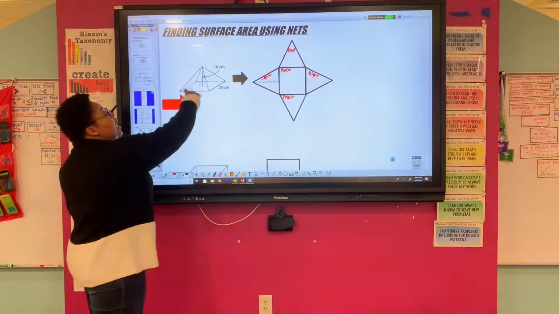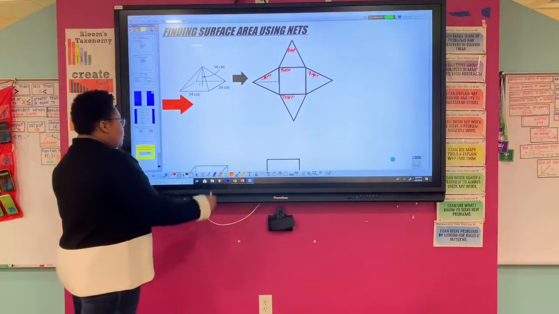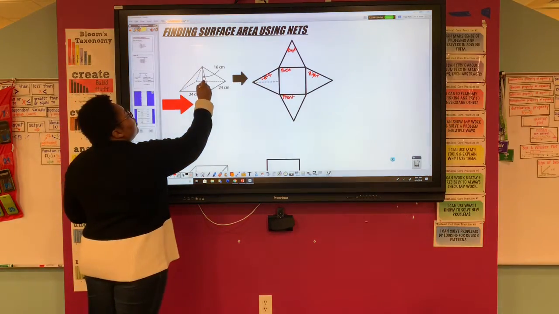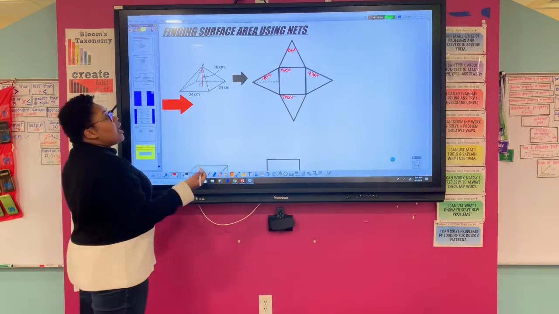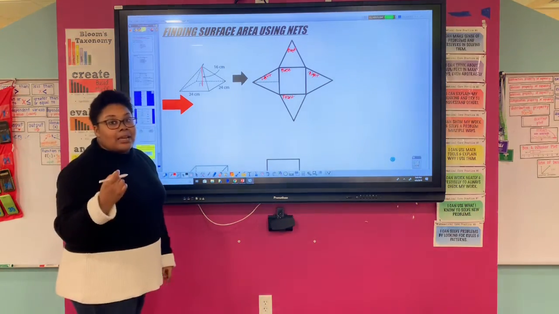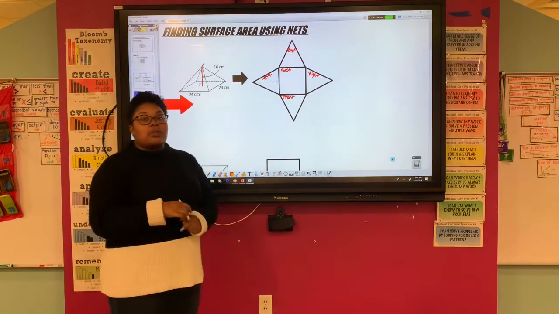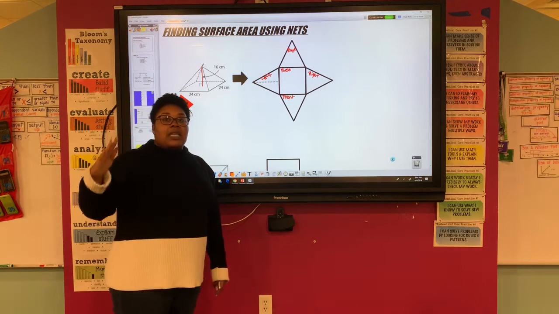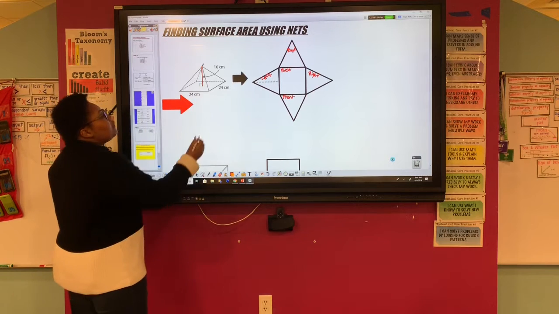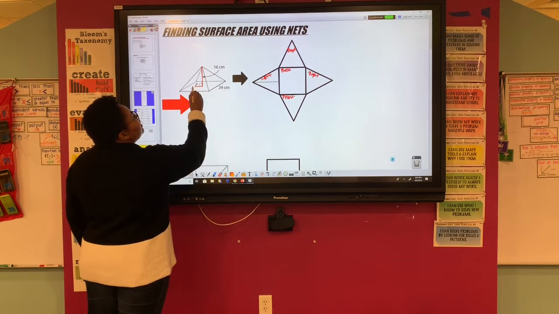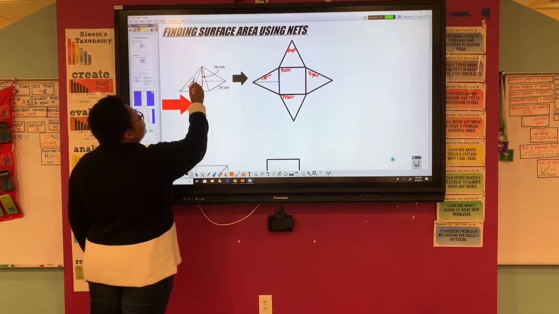So when we're looking at this 3D figure without our net, we know that we have our height of 16. That's our height, but that is not our slant height. Remember, our slant height is going to be that height of the side that goes like this. That's on a little bit of an angle. So we need to figure out what our slant height is going to be.